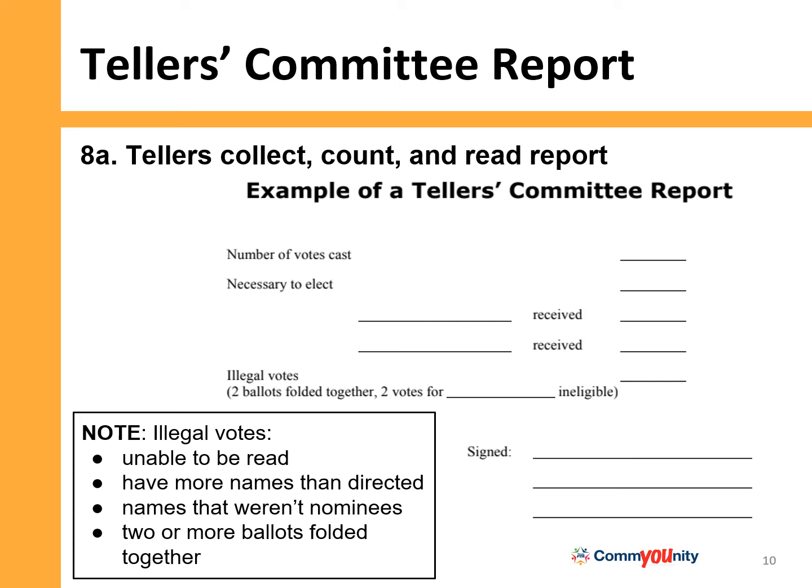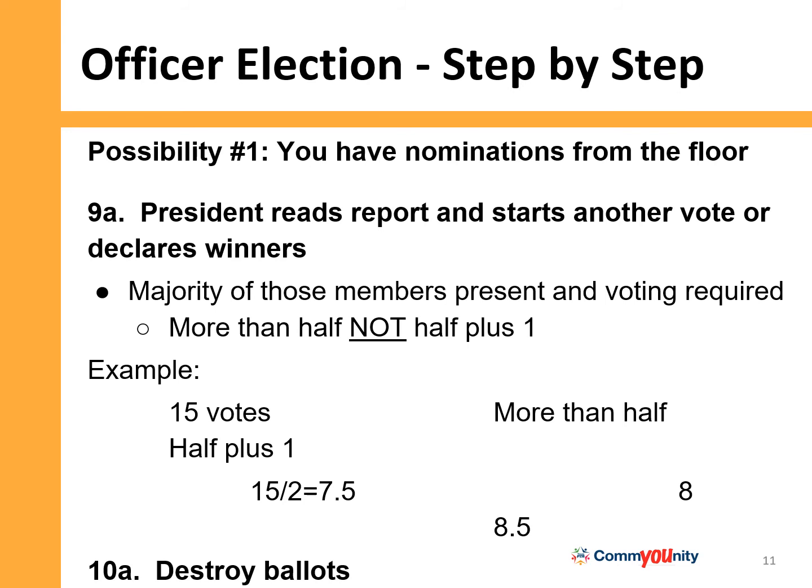And it will have a number of votes cast for each person. Once the report is signed, one teller will read the report to the members. They do not declare the winners, just simply read and report and hand it to the president. 9A, the president will take the report and read it again.